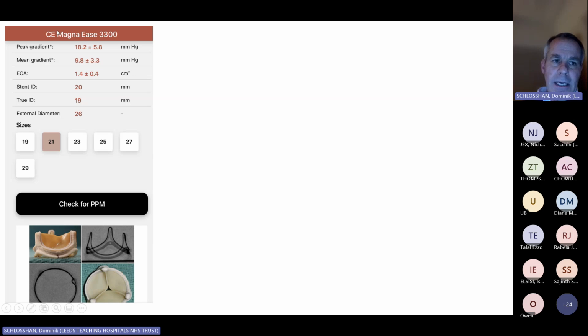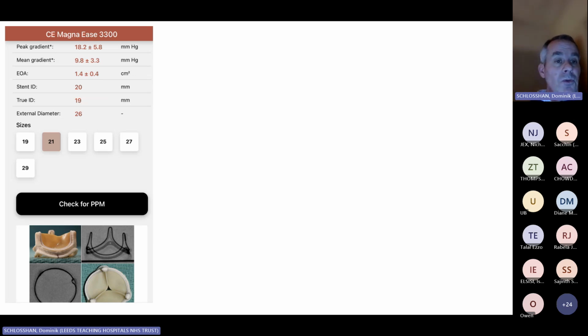And here I just put some data in for the Paramount Magna Ease. Paramount Magna is, again, a name most people are familiar with. And I put a 21 millimeter in, okay? And you can see here what the expected parameters are. It's important to realize that the effective orifice area for a 21 millimeter valve is 1.4, plus or minus 0.4, okay? So you will have some valves that will only have an orifice area of 1 if you have a 21 millimeter valve. So that's quite interesting, isn't it?